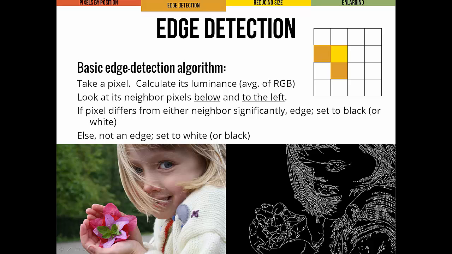One really simple edge detection algorithm just examines the neighbors below and to the left of each pixel in an image. We look at the luminance, and luminance here is defined as the average of the red, green, and blue values: red plus green plus blue divided by 3. It looks at the luminance of a pixel and sees if it differs from the luminance of its neighbors below and to the left by a significant amount. If it differs a lot, then we've detected an edge in the image, and we set that pixel's color to black. Otherwise, if it's not an edge, you set the pixel's color to white.